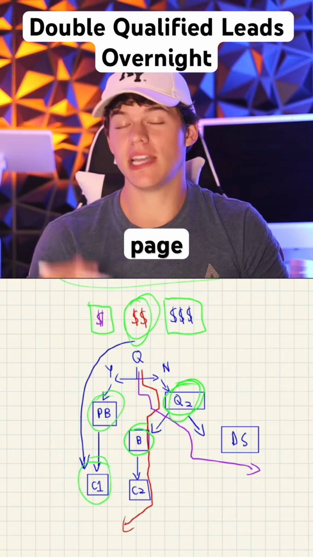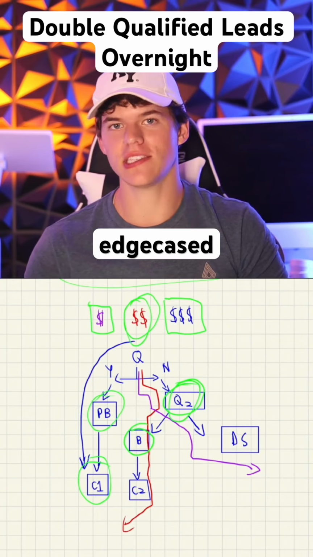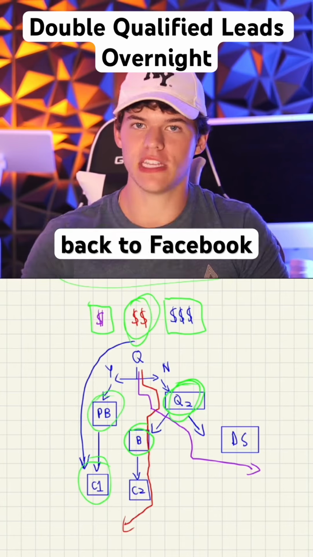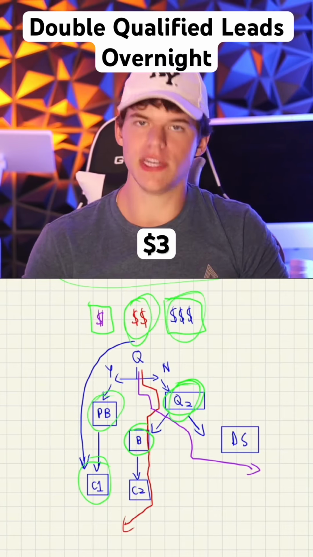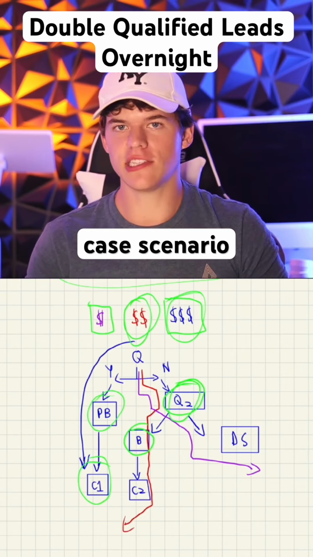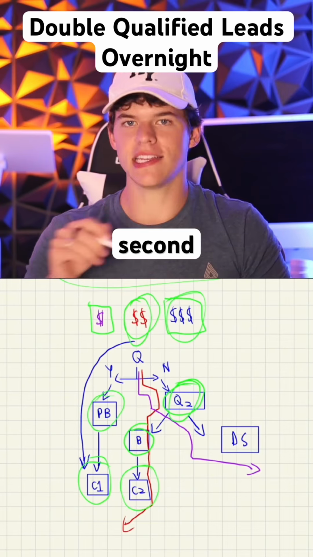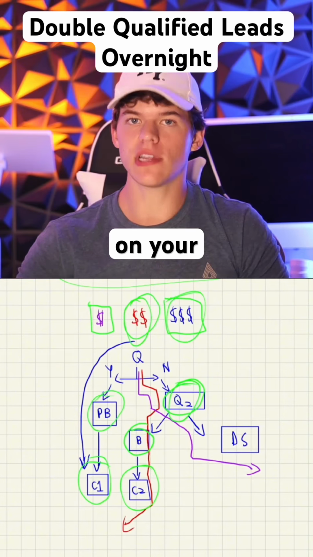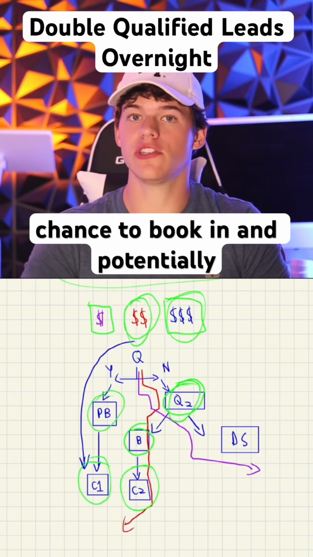Now, this booking page does not have a pixel on it, because in case this person is too edge case, right, or they should be a DQ, we don't want to send that data back to Facebook. We just want to send the data of the most qualified people, the $3 sign person. But this edge case scenario person can now book on, and they are sent to a second tier salesperson's calendar. So they're not filling slots on your top tier closer's calendar, but they are still getting a chance to book in and potentially end up purchasing.